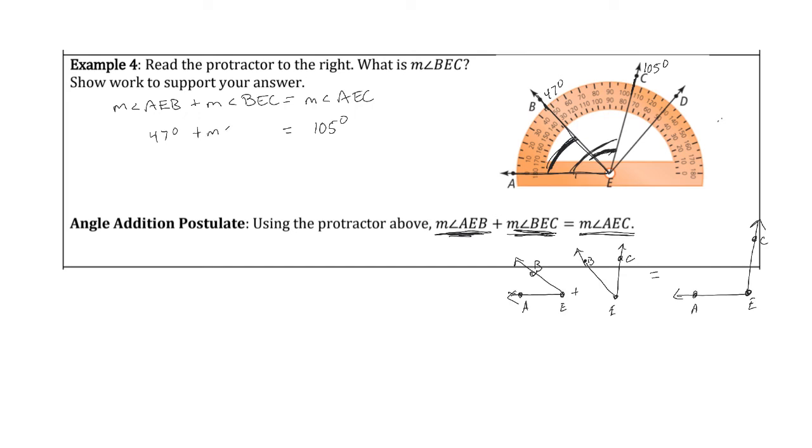And then the one we're looking for is BEC. So to solve for the measure of angle BEC, sort of like it's a variable, we subtract 47 from both sides. And then we get the measure of angle BEC is equal to 105 minus 47, which is 58 degrees. So that's how we solve for an angle using angle addition postulate as well as using a protractor.